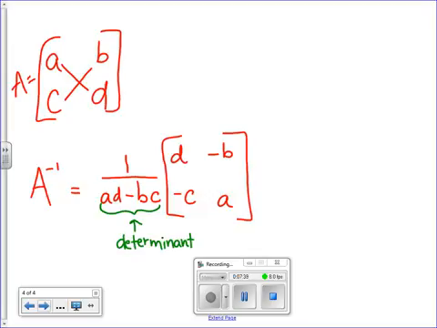Does everyone have this written down? This is the formula. This is it. Okay, some people said no. So I'll wait. Alright, you got it? Okay.